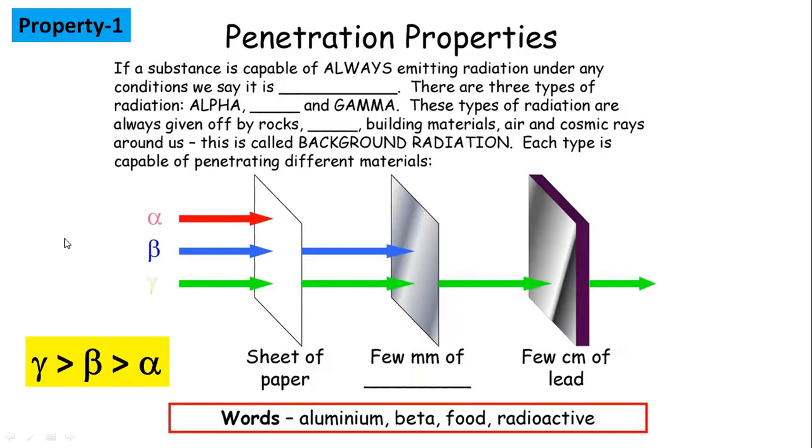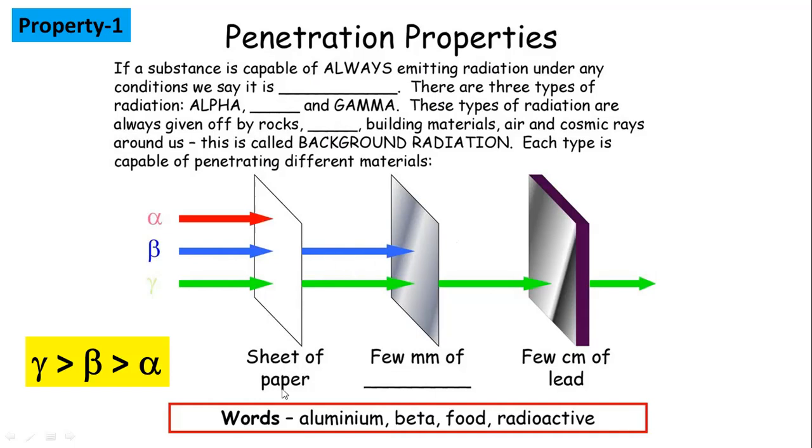Penetration power. Again, if you have a look at this image, there are three radiations: alpha, beta, and gamma radiation. Some of the words are given over here, and there are some blanks. You have to fill all these blanks with the appropriate terms, and then we will decide what the penetration properties of these radiations are. So let us start. These are the different materials through which the radiation is going to pass.